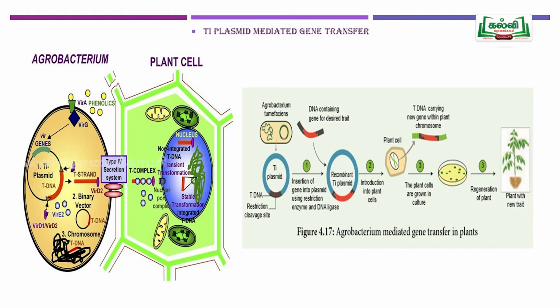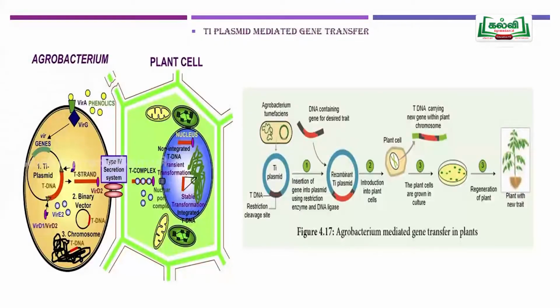In the Ti plasmid, we have to disarm the vector. That means the T-DNA portion we have to remove, and instead of that, we place our gene of interest. Then we transform this into Agrobacterium. The Agrobacterium safely integrates it into a host, here plant cells or callus tissue, and finally we produce the recombinant plant.